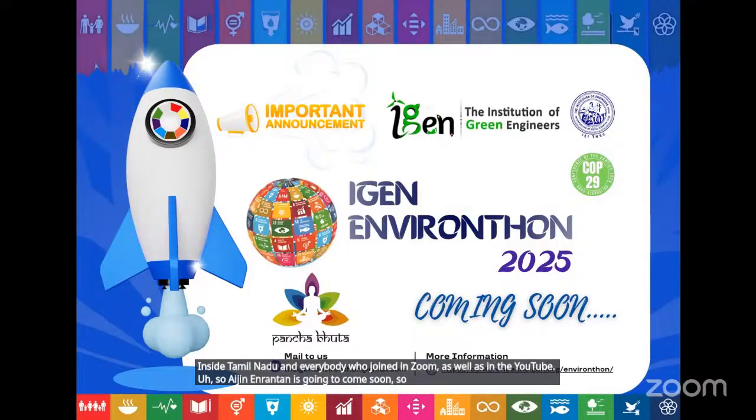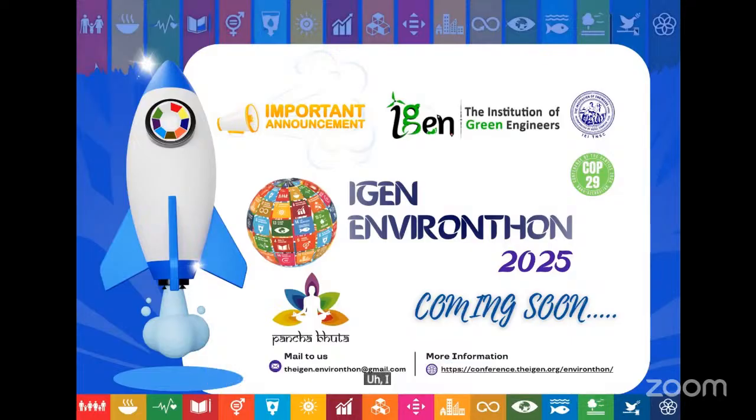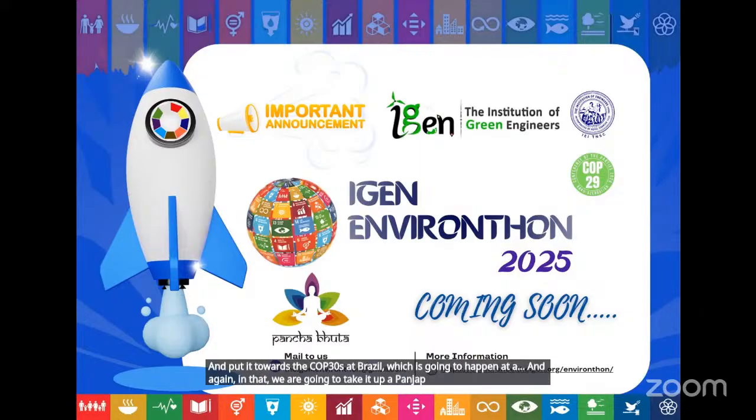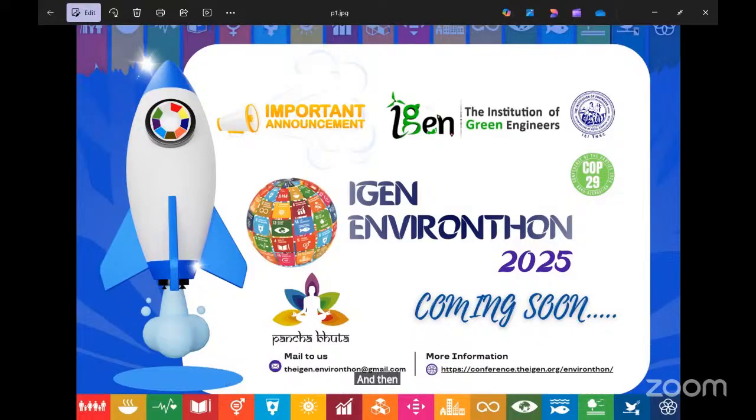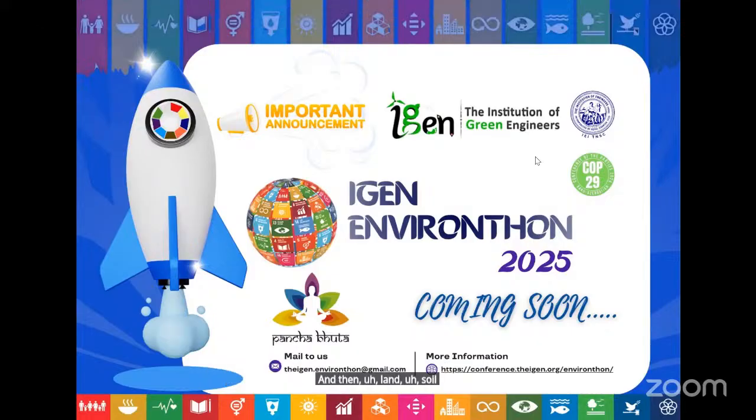COP30 is going to be taken up as an agenda and is going to be organized in Brazil. Let us see what COP29 has done. We will analyze it, table our report in IGEN ENERGATHON, and put it towards COP30 in Brazil. And in that, we are going to take up the Panchabhutas. Nobody else in the world would have talked about the Panchabhutas. The Panchabhutas will be taken as a theme: space, air, water, land and soil. That is what we are going to talk about.